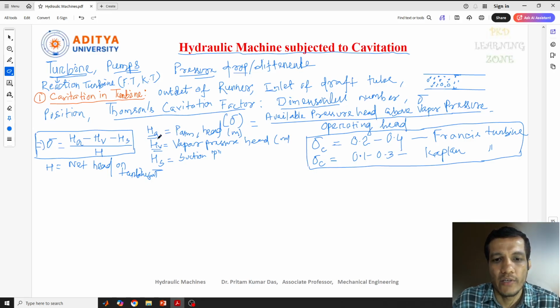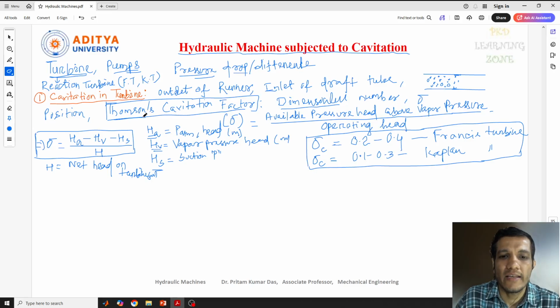The thing is to compare, to identify, to predict or to prevent the cavitation. This thing is required to learn. Which one? The Thomson's cavitation factor. Why? Suppose the question is why he gave this factor and this concept. Why is it required for us? The basic thing is to predict, compare and prevent the cavitation in the hydraulic machines.